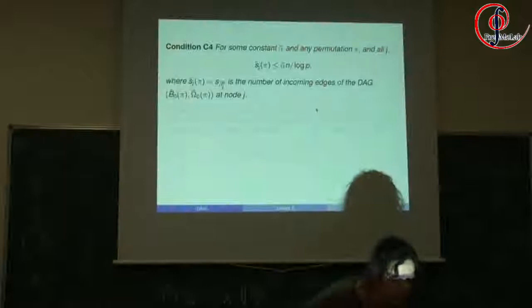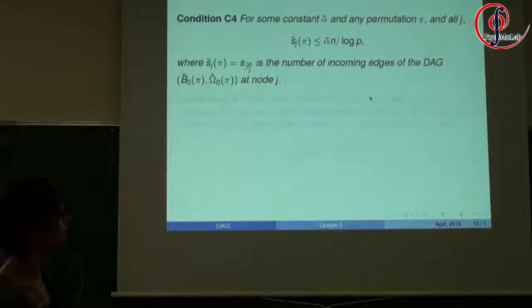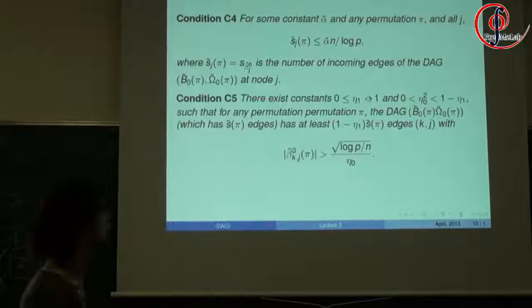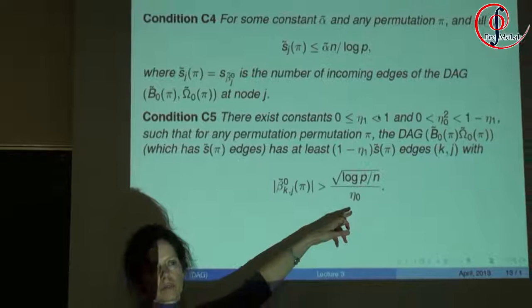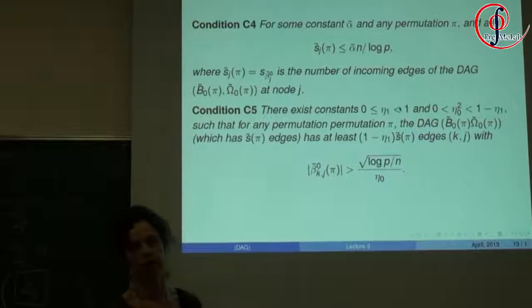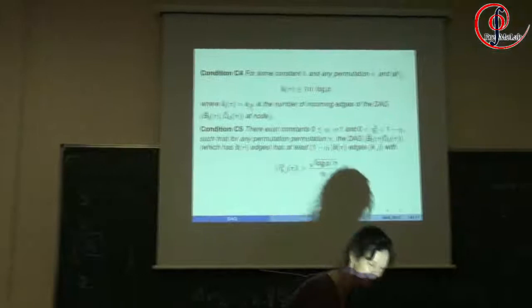I'm assuming the same for each permutation, that no matter how you do the permutations, the number of edges at a particular node is not too large. And then I'm assuming that no matter how you do the permutation, the non-zero coefficients are not too small, at least not all of them are very small. I'm assuming here that not all of the coefficients are below the noise level. Because if you're trying to estimate the graph and everything is below the noise level, how can you do something? It's difficult. Okay, these conditions are really kind of difficult, but still it works.